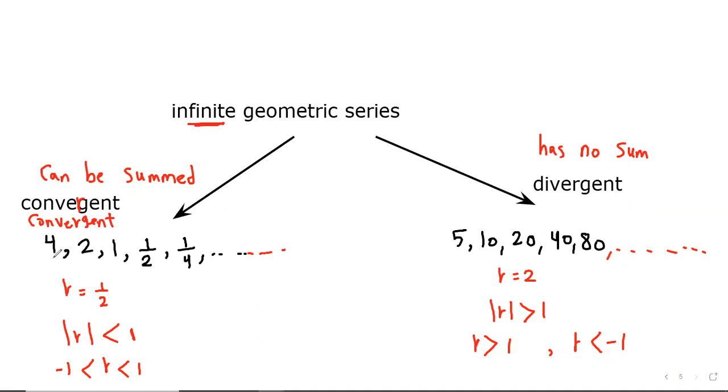Here in this sequence, R is half, and R, the common ratio, is such that the absolute value of R is less than 1. That means R is greater than -1 and less than 1. It can be summed. We can find the sum of this geometric series. And here R equals 2, so the absolute value of R is greater than 1. When R is greater than 1 or R is less than -1, the geometric series has no sum, or we couldn't add all these terms.